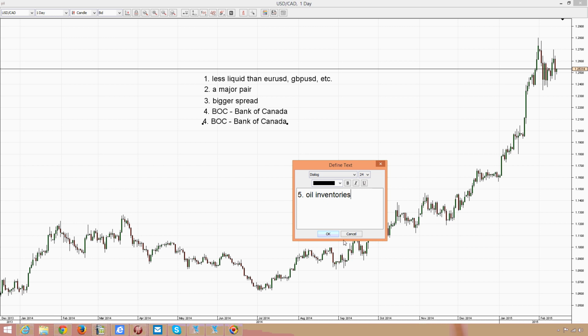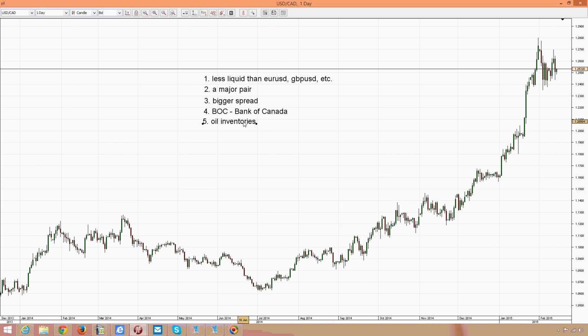When the oil inventories are being announced, this one is moving. Of course, if the oil inventories are lower than expectations, it means that this should be bullish for oil. Bullish for oil means bullish for the Canadian dollar, so the US dollar Canadian dollar should move to the downside. The opposite is true as well.